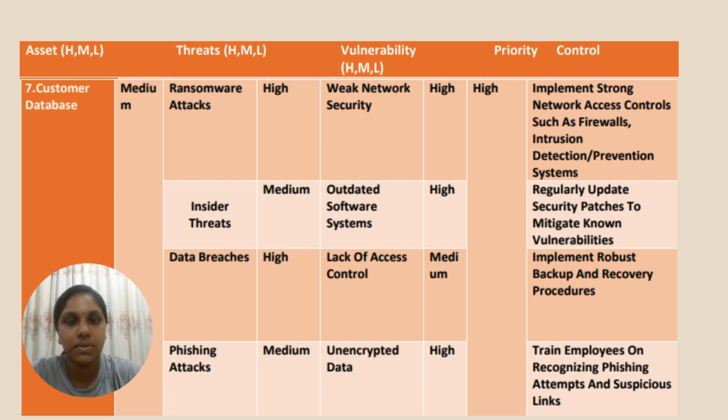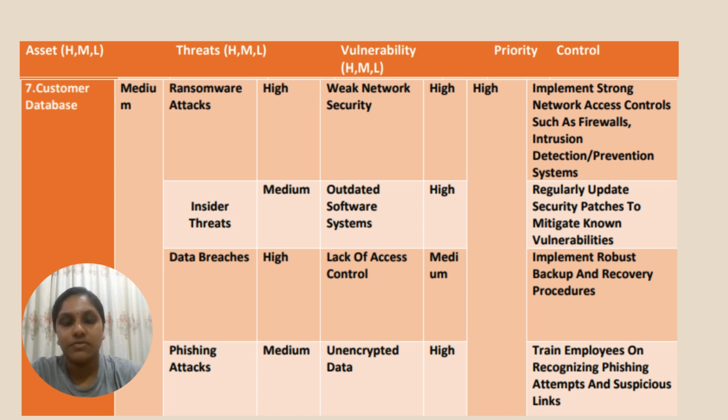The second threat is insider threats. This has a medium level of risk. This is due to the outdated software system, which has a high level of risk. We can control it by regularly updating the security patches to mitigate the known vulnerabilities. The third threat is data breaches. This has a high level of risk. This is due to lack of access controls, which has a medium level of risk. We can control this by implementing robust backup and recovery procedures.